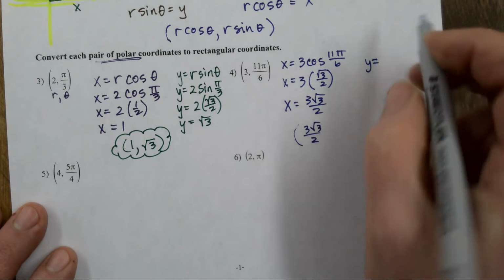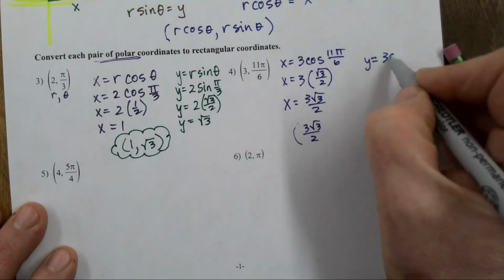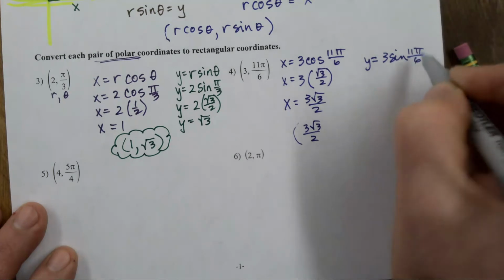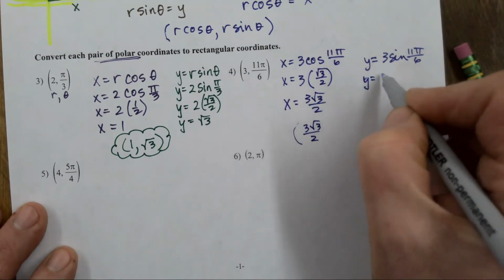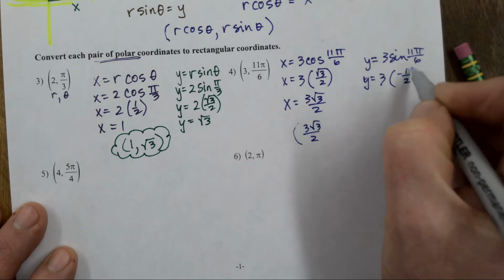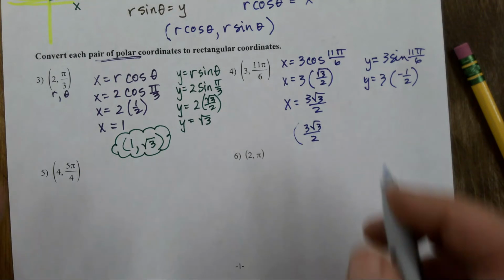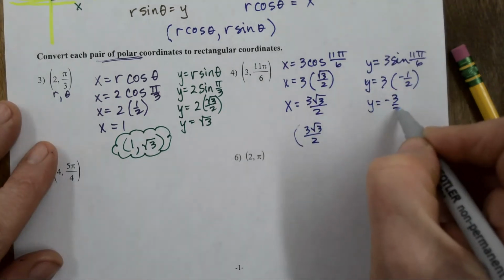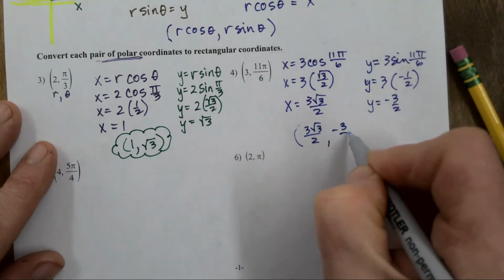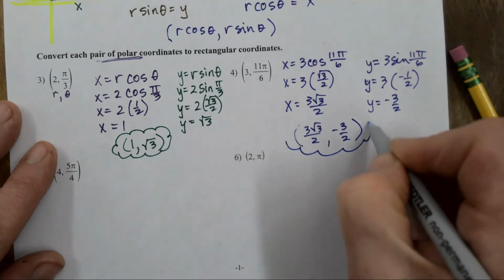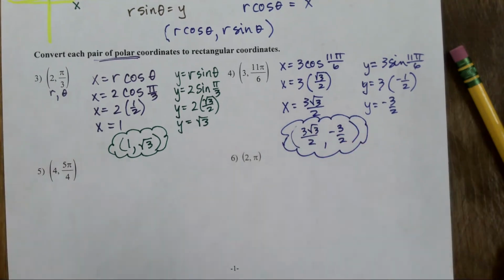Y is 3 sine 11 pi over 6. So y is 3 times negative 1/2 because the sign is negative in the 4th quadrant. So y is negative 3/2. Negative 3/2 is my y coordinate. Put that in rectangular coordinate form, x comma y, and then I am done with that part. Please try 5 and 6.